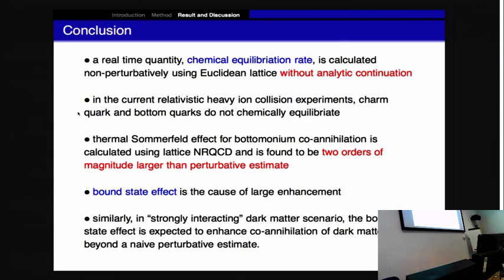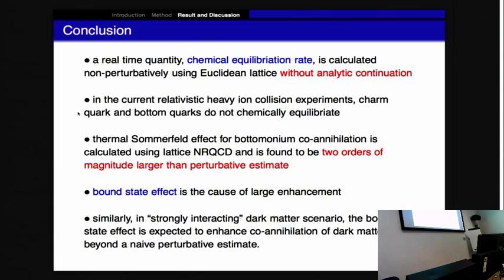Okay, so we did first chemical equilibration rate computations for heavy quarks. And this is a real-time quantity, but through theoretical formulations, we could compute things in the Euclidean lattice, which does not require the analytic continuation. So you don't need to worry about these spectral function reconstructions. And if we put numbers in, this is actually bad news.